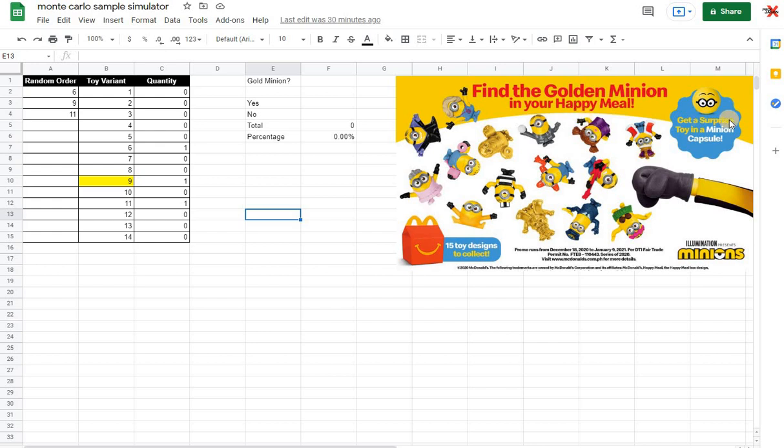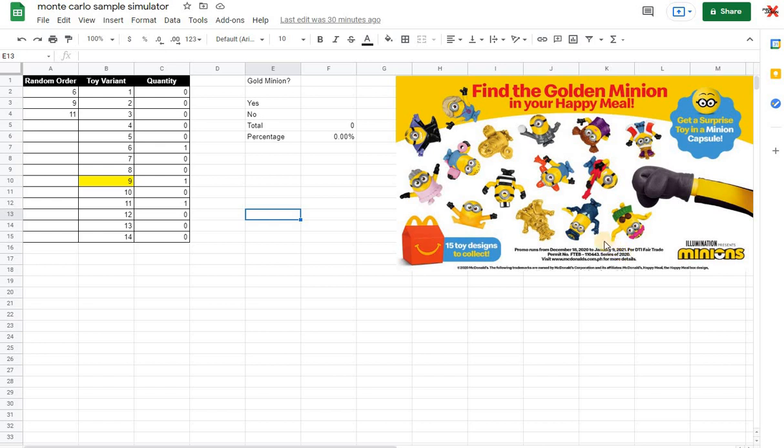So you have 15 toys in total that you can get, and of course any collector or child would want to get the golden minion, because it is said to be the rare variant among the 15. So out of 15, you would have a chance of getting a golden minion. This promo ran from December 18 to January 9, 2021, so roughly a month.